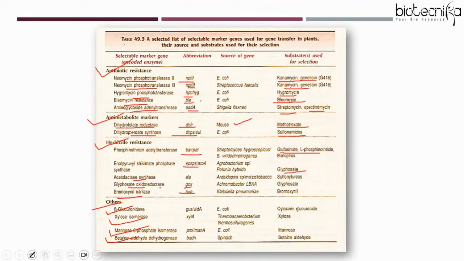So, depending upon the marker genes, you will have the source and the substrates being used for the selection. In the majority of cases, you will find that the substrate used for selection is somewhat related to the gene itself or the enzyme itself. Of course, not for everyone, but in some cases you can. So this table is important from the examination point of view. You can get a question in the form of statements that I have shown you, or maybe in the form of match the following.